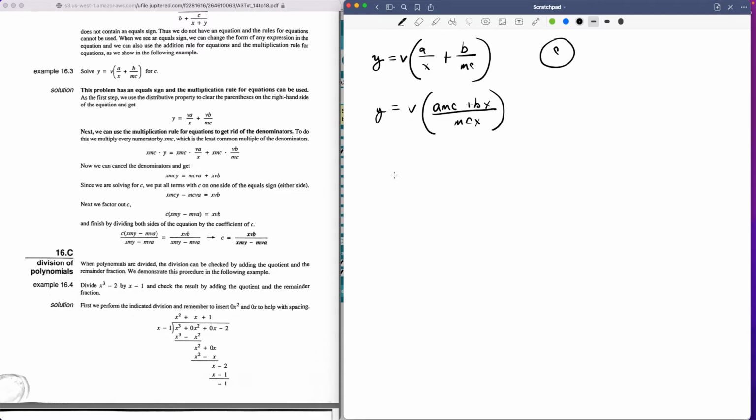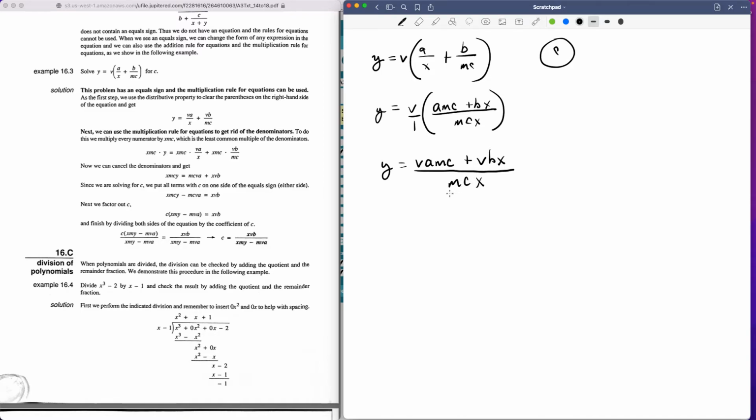right? Now what we're going to do is we are going to put this over 1, and we are going to multiply this times that. So this is going to be y is equal to v amc plus vbx. Oh, that's funny, we have vbx at our church, over mcx. So now we have solved for y. I've completely distributed this. Now we can start to sort it out.